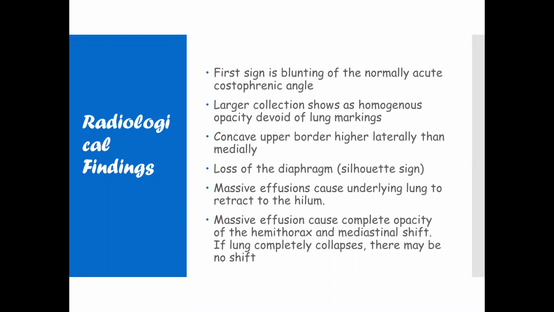Remember, in the first X-ray I showed you there were lung markings, then there was an acute costophrenic angle, so this will be absent. Concave upper border, higher laterally than medially. Then there will be loss of the diaphragm, loss of the silhouette sign. Massive effusions cause the underlying lung to retract to the hilum. I don't know if I'll be able to show you this, but let's hope so. Massive effusion causes complete opacity of the hemithorax and mediastinal shift. If the lung completely collapses, there may be no shift. So let's see.